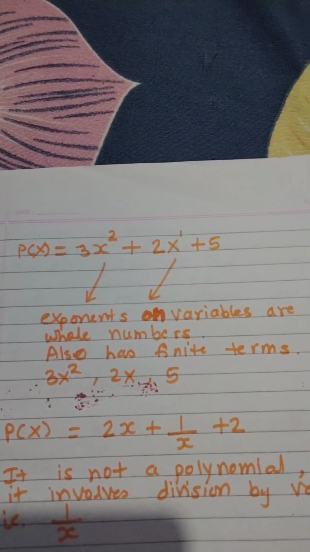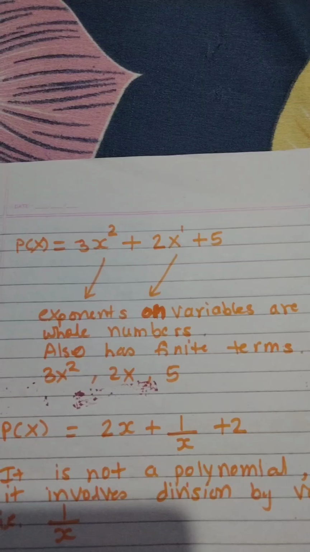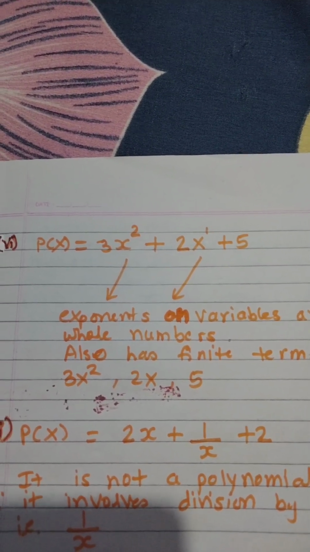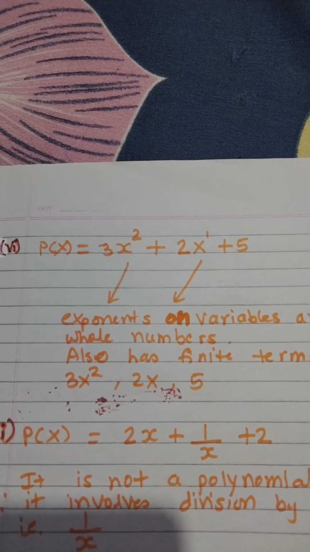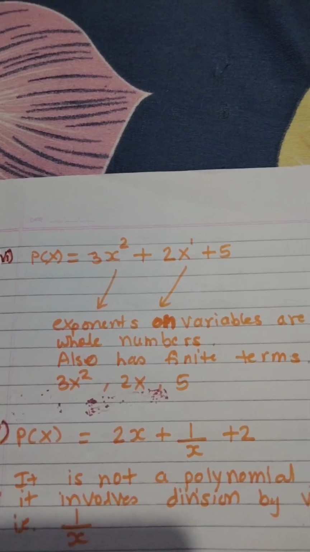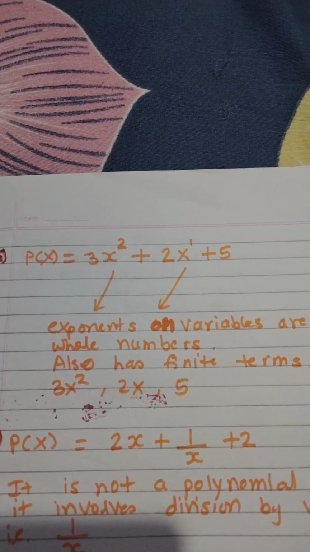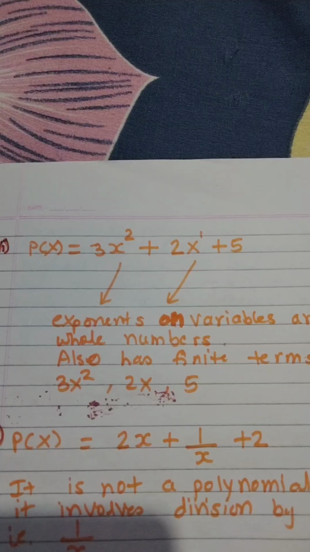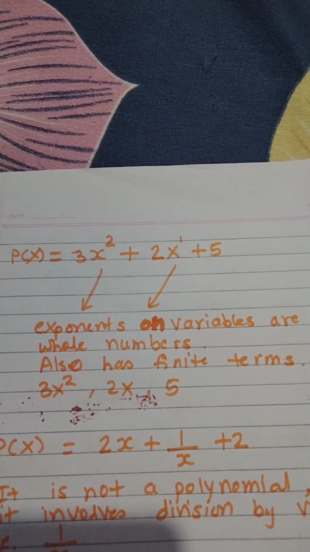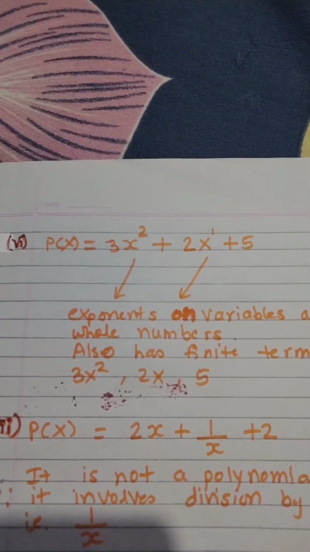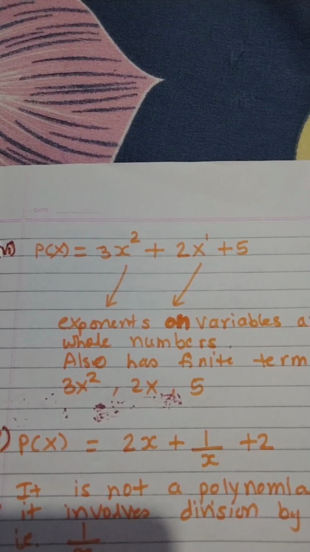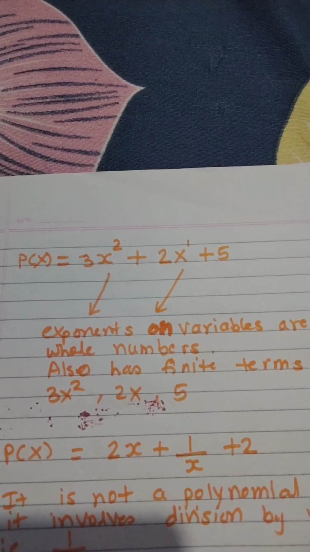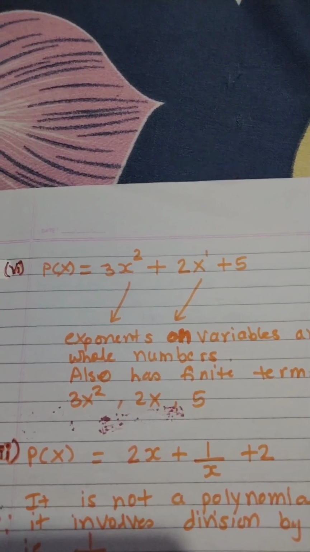That also satisfies the next condition that the exponent on the variable should be a whole number. So here there is x square. So 2 is a whole number. Now in the next term there is x to the power 1. 1 is also a whole number. So it satisfies the next condition that the exponent on the variable should be a whole number. Now it also satisfies the next condition that it does not involve division by a variable. There is no division by a variable here. Also it satisfies the last condition that it does not involve a variable under a radical sign. So there is no radical sign here.